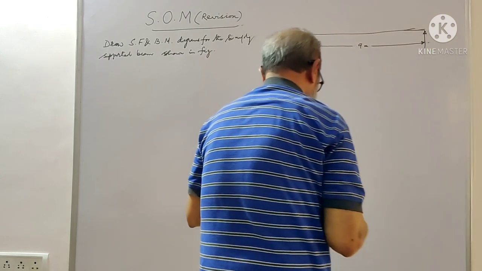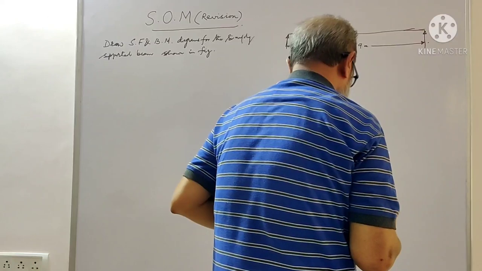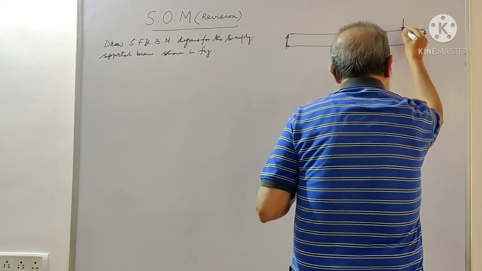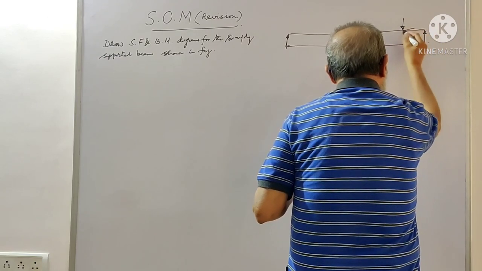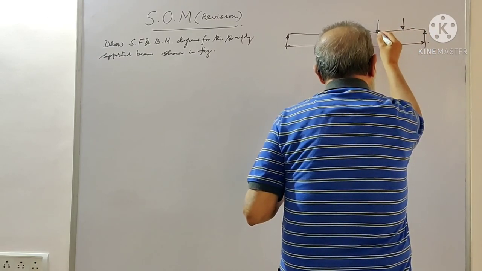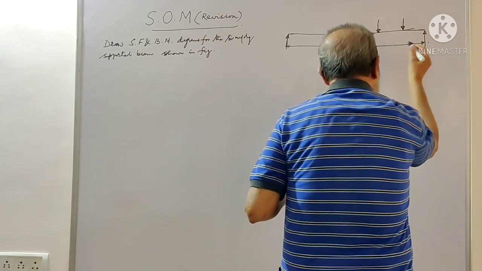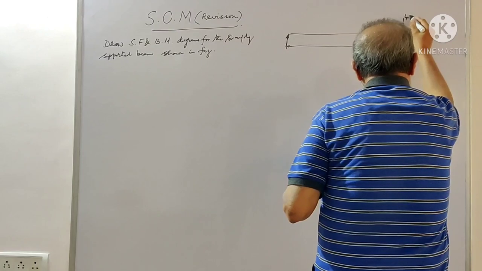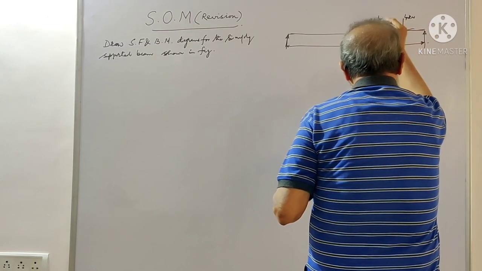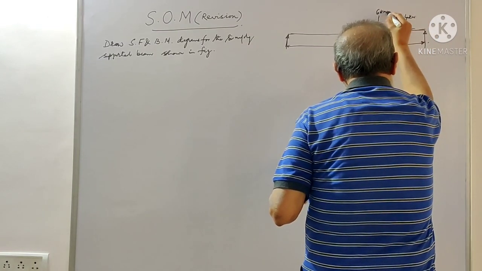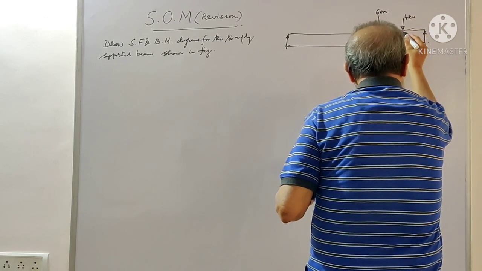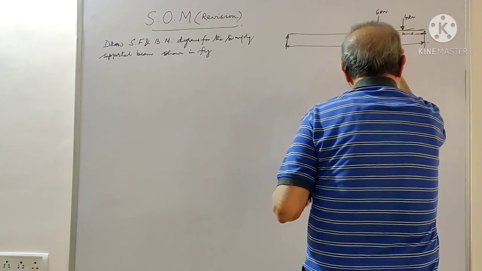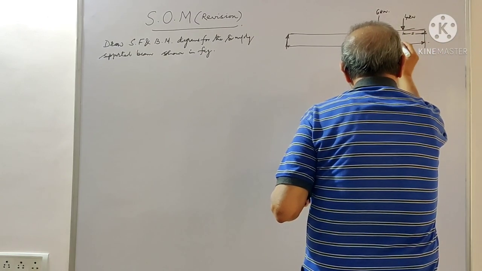And there are two point loads here, one at 2 meters and the other one at 4 meters from the right support. This is 4 kilonewton. This is 6 kilonewton. This is 2 meter. And this is 4 meter.